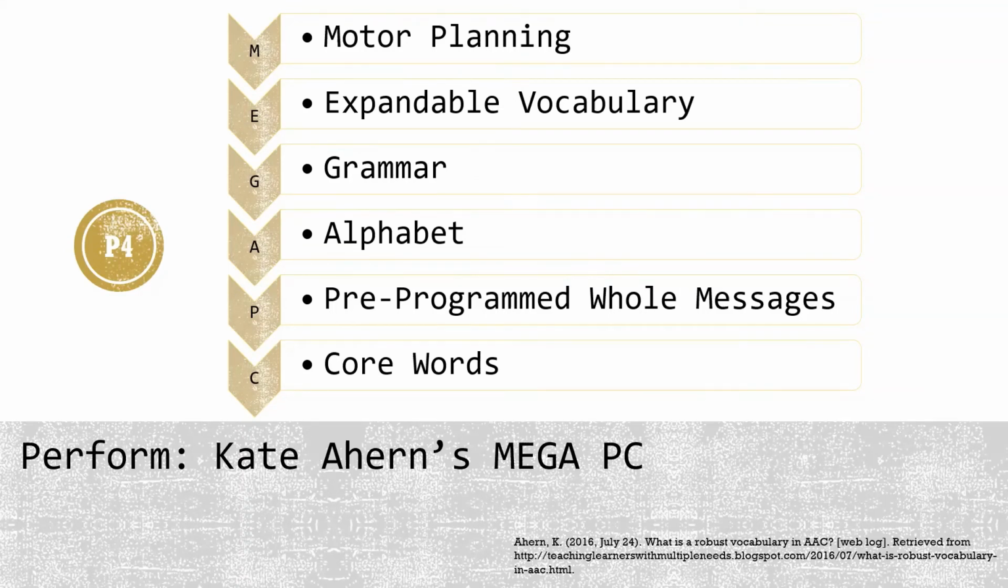So mega PC stands for motor planning. Does it have a motor planning aspect to it? Is there some consistency? Does it have expandable vocabulary? Does it have access to grammar? Does it have an alphabet or a keyboard? Does it have pre-programmed whole messages for efficiency? And does it have core words? And I would say core and fringe vocabulary, of course. So if the system is a mega PC, then you know it is robust. I definitely love that and wanted to share that resource and acronym for you all.